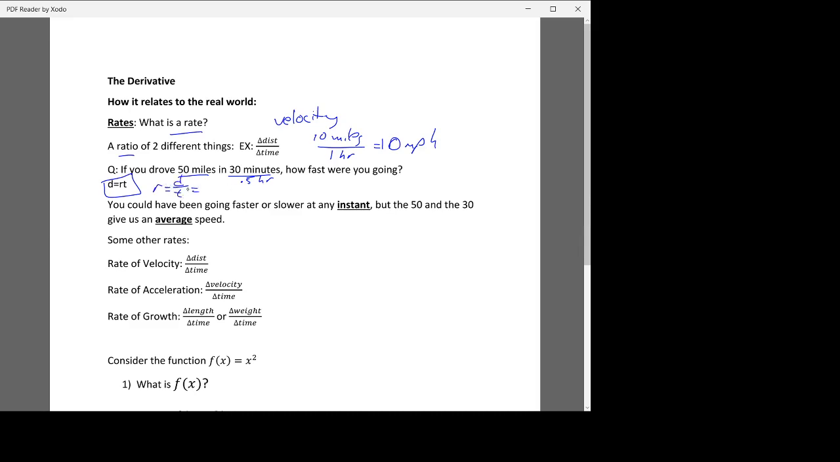So we say, okay, the change in distance over the change in time. The change in distance was 50. And the change in time was 1/2 an hour, because I want hours, not minutes in this case. So it's 100. And logically, a lot of you will figure that out. You just say, oh, well, if in 30 minutes I went 50 miles, it's kind of like going 100 miles in 60 minutes. So you could have been going faster or slower during an instant. The 50 and the 30 are average speed. So this right here is the average velocity or average speed.